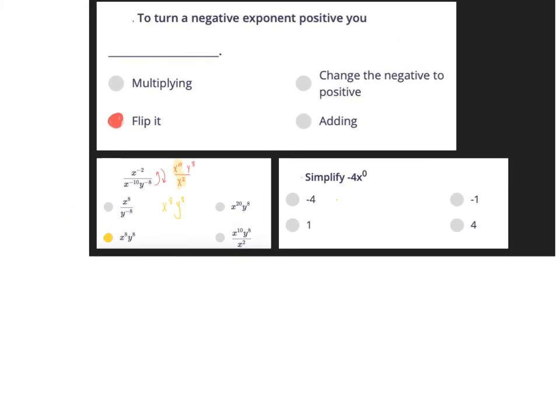This next one, we have a negative 4 times x to the 0th power. We should know that x to the 0th power is the same as 1. Negative 4 times 1 is the same as negative 4. Alright, make sure you have those down. Let me know if you have any questions before we move on.